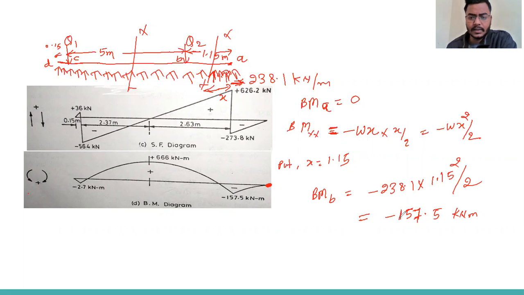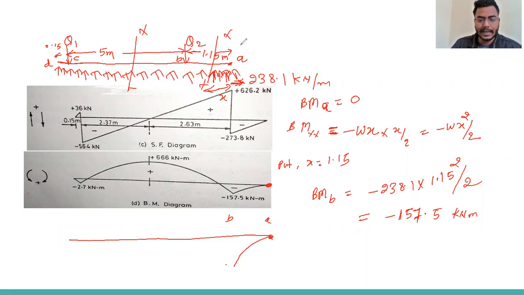Here are two important things. Suppose you have started to draw the bending moment diagram. Here this is point A, this is point B. So here is 0 and here is minus 157.5. You could draw like this, or like this. How will you draw it? What will be the curvature, in what direction, concave or convex? There is a mathematical expression for that, mathematical rules we have to apply.